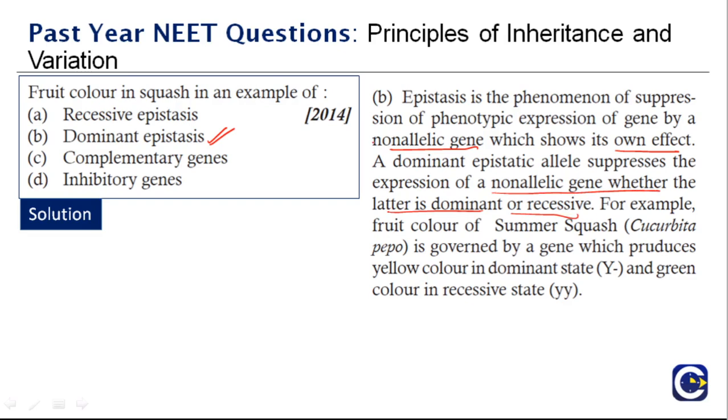Okay, so this is very important. For example, fruit color of summer squash is governed by a gene which produces yellow color in the dominant state and green color in the recessive state. So the correct answer here is B, dominant epistasis. This is one of those difficult questions for which you should definitely know the concept very well.